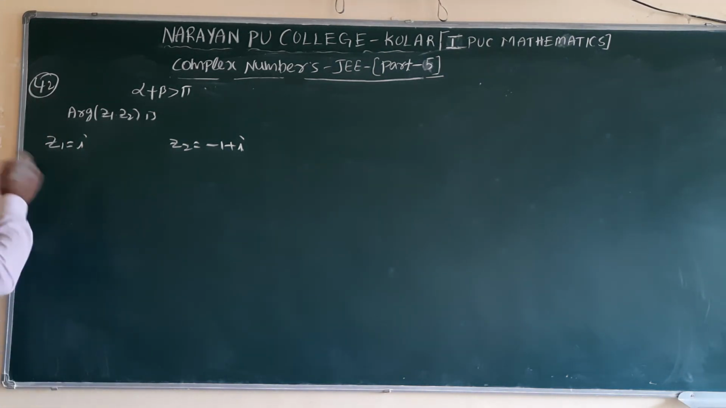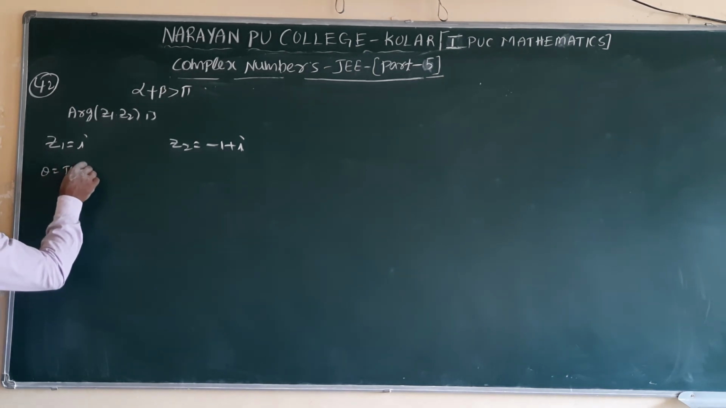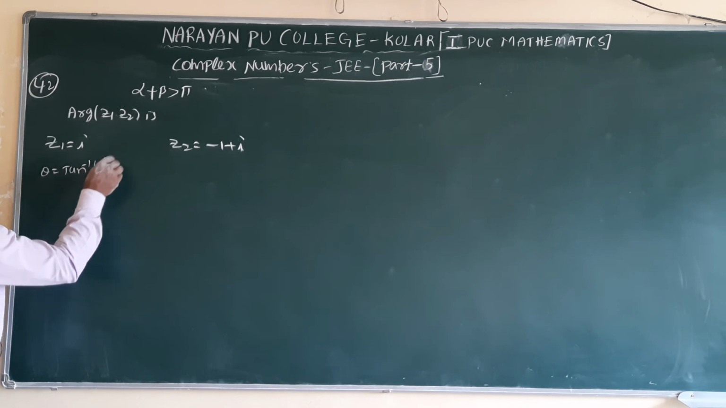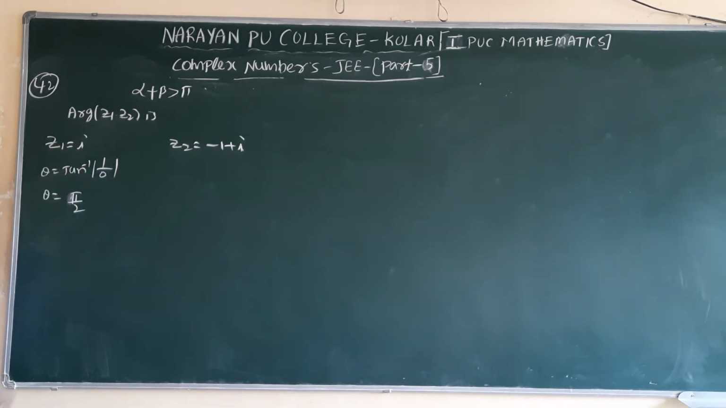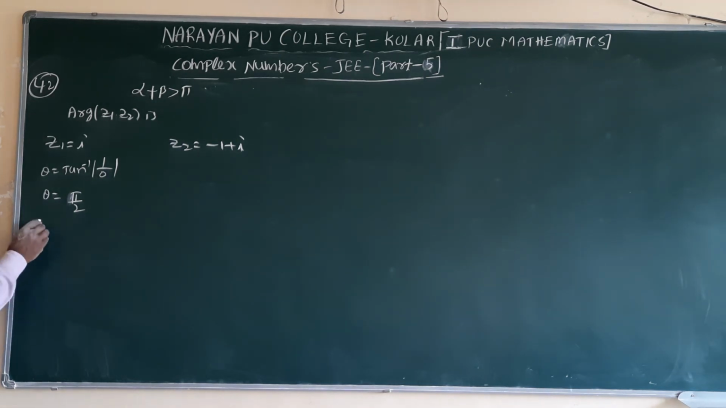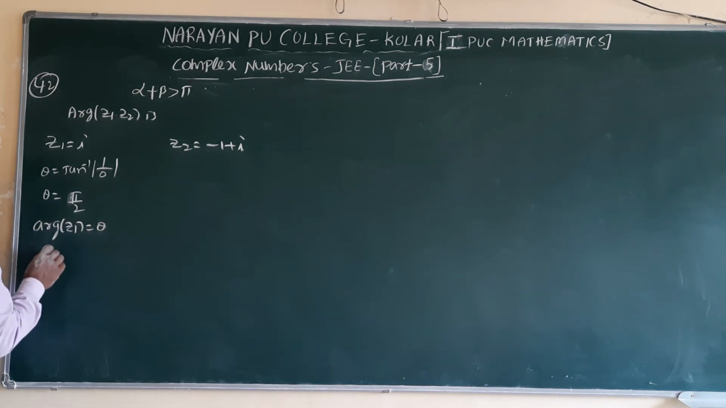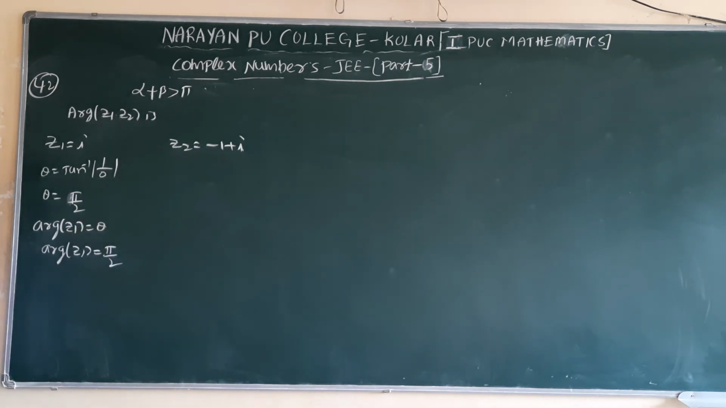Now here you have to find the argument of this. The argument theta is equal to tan inverse of y by x. The y value is 1, the x value is 0. So theta is equal to tan inverse of infinity, which is not defined, so the value is pi by 2. 0 plus i lies in the first quadrant, so the argument of z1 is theta, which is pi by 2.